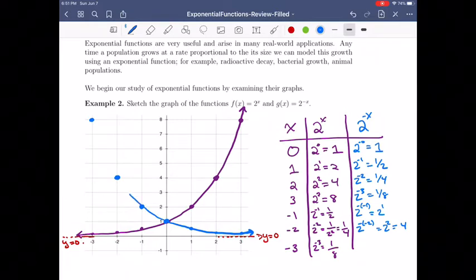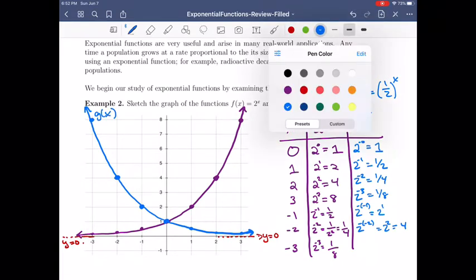Now, 2 to the negative x is actually 1 over 2 to the positive x. You could write this as 1 to the x over 2 to the x. So you could think about this as 1/2 to the power x. This one is g of x, and the first one we did is f of x.